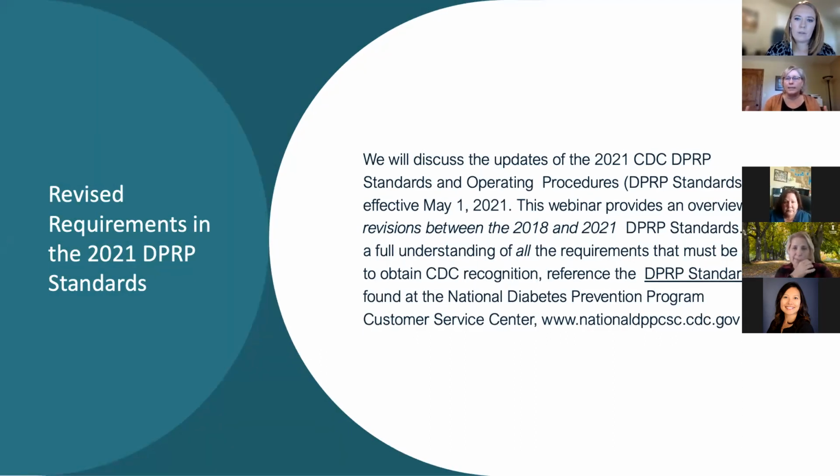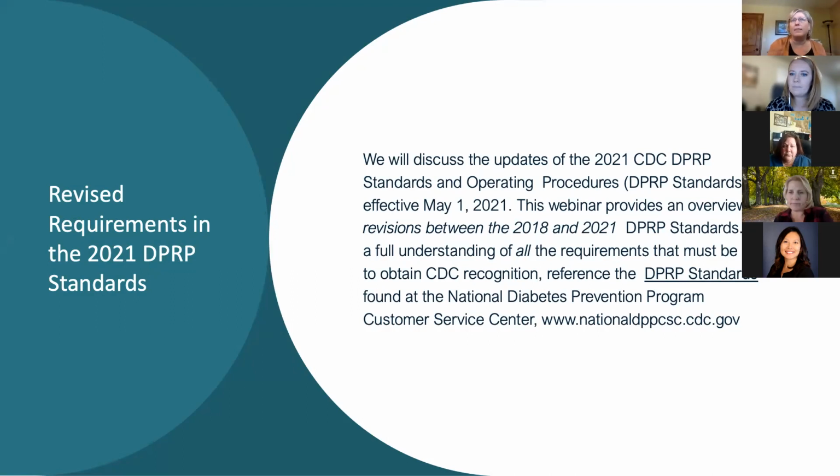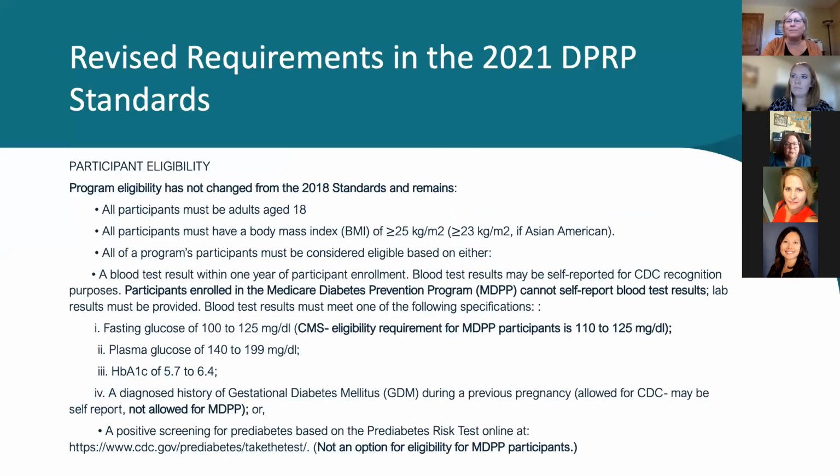So we're going to discuss the updates to the 2021 Standards and Operating Procedures that were effective in May. This webinar is really going to provide an overview of the revisions between the 2018 and the 2021 standards, but for a full understanding of all the requirements that need to be met for CDC recognition, I'm going to refer you to the DPRP standards found at the National Diabetes Prevention Program Customer Service Center. You can find that at nationaldppcsc.cdc.gov. That's going to give you the full multi-page new standards.